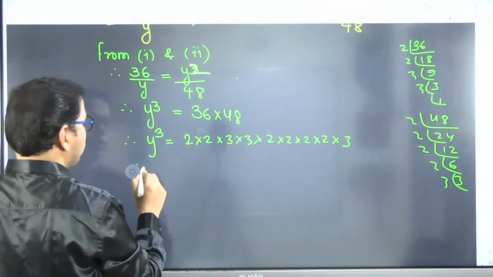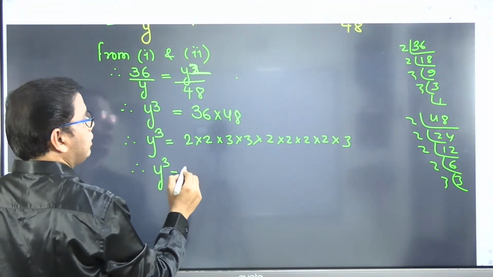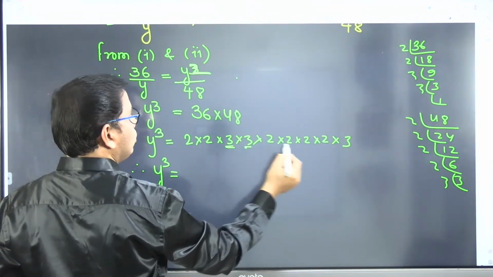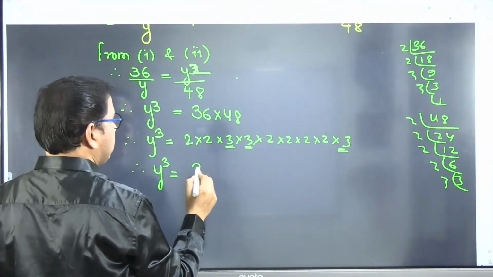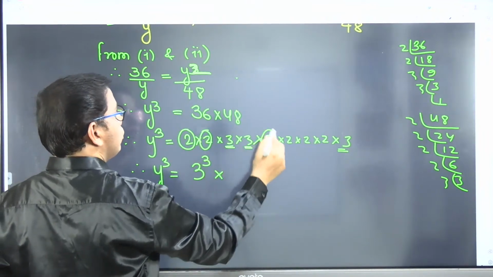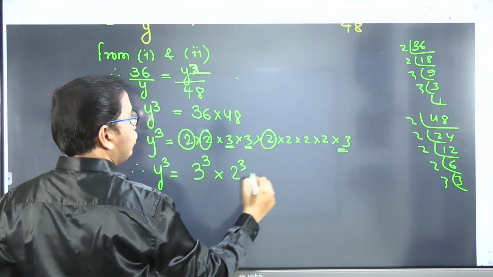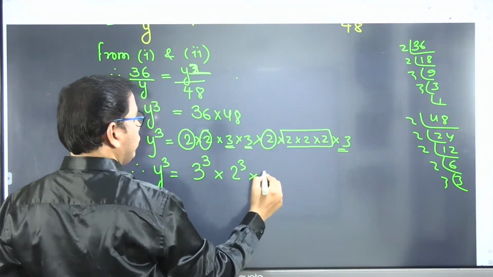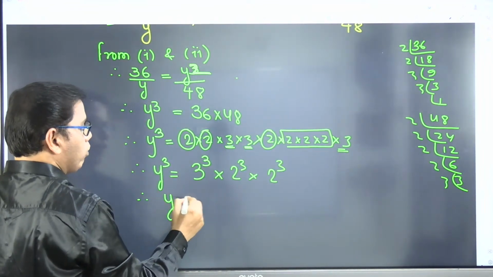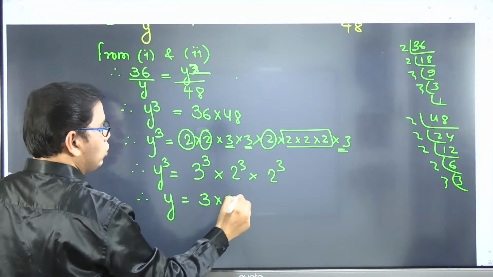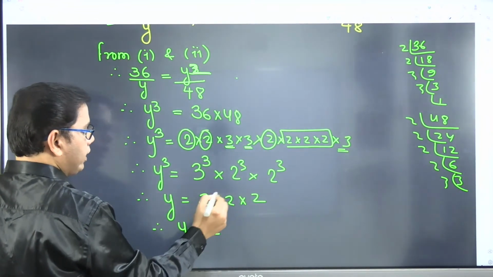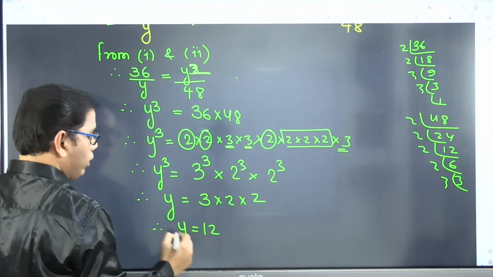Now, since this is y cube, we will try to collect a triplet. So what do I have? 3 into 3 into 3, can I say 3 cube? Into 2 into 2 into 2, 2 cube. Into another 2 cube. Taking cube roots on both sides, what do you get? y as 3 into 2 into 2. So y is equal to 12, isn't it? 3 into 2 is 6, 6 into 2 is 12.